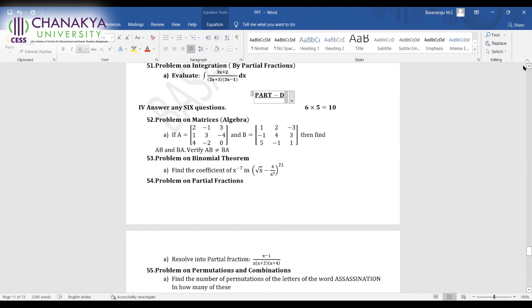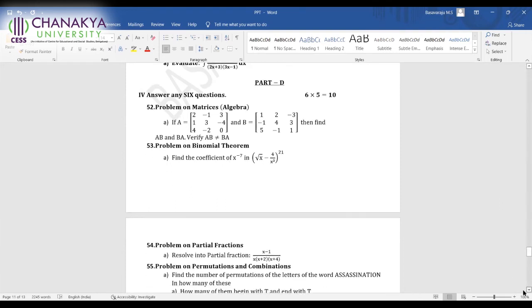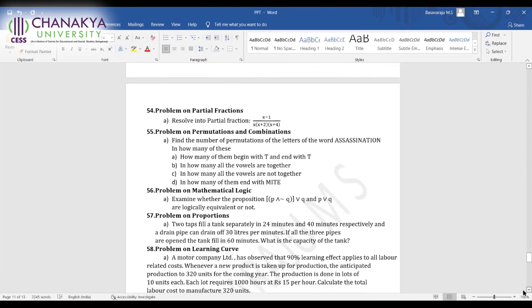And the 53rd one is based on the binomial theorem. As I told you, if you are thorough with calculating the coefficient of any particular term, the middle term, or finding the general term of a given binomial, you can score another 5 marks. Next, in the 54th position, you can expect the partial fraction chapter, that is resolving the given fractions into partial fractions and calculating the values.